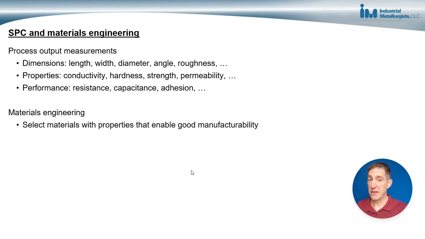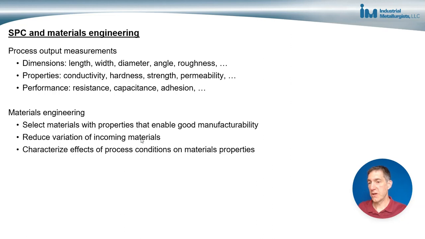And this might not only mean selecting a particular alloy or a particular polymer, it may also mean selecting a particular supplier. We want to make sure that we use suppliers who are capable of supplying materials that have low variation and that continually meet our requirements. So that means reducing the variation of incoming materials. Also, we can characterize the effects of the process conditions on the material's properties and understand the relationship between the process conditions and the material's properties and how that affects the properties and performance of the thing that we're producing.